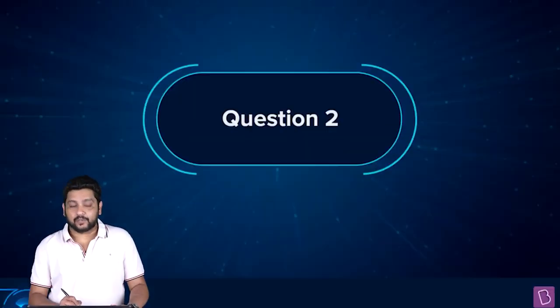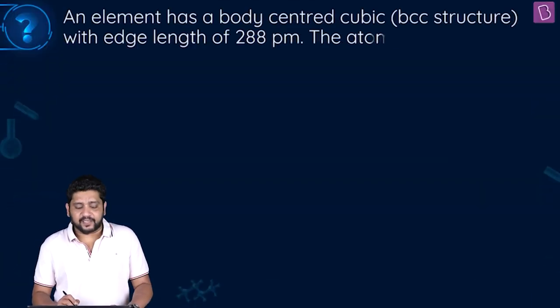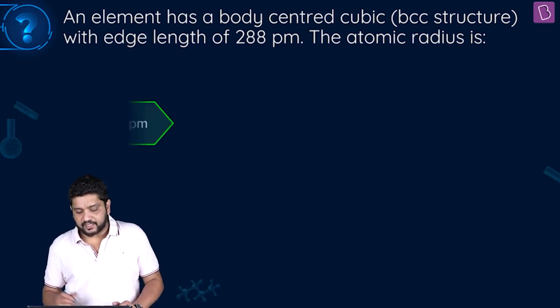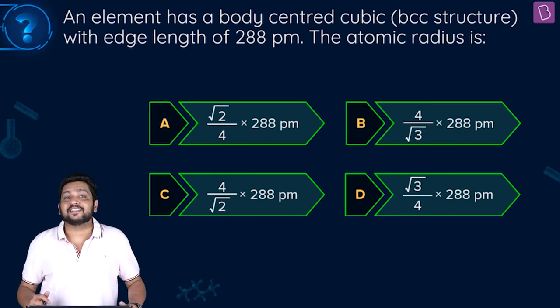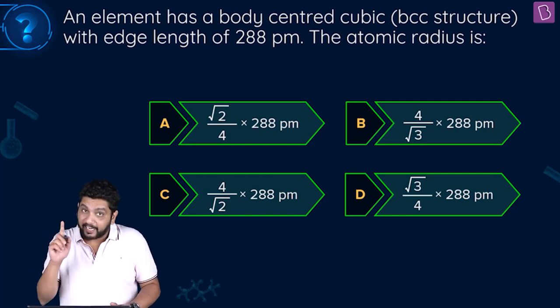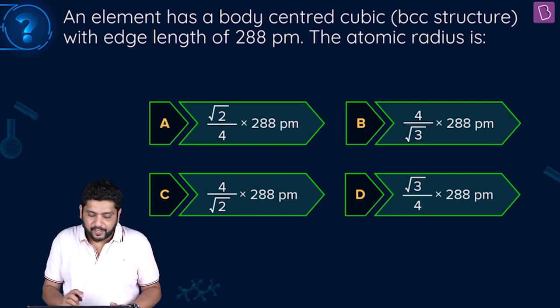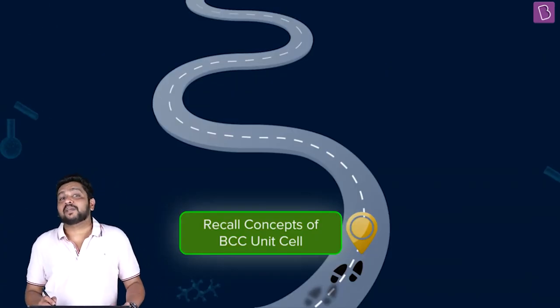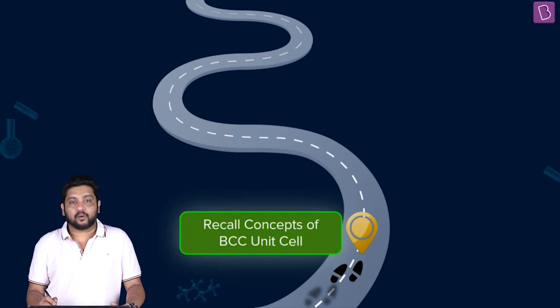Let's look at the next question. It says an element has a body-centered cubic structure, BCC structure, with an edge length of 288 picometer. The atomic radius is? The edge length A is given to us, and we have been told that it is a BCC structure. We have been asked about the radius of the atom, right? So this is an elemental substance in BCC arrangement, and we have to see the relationship between the atomic radius and the edge length. How are they related?